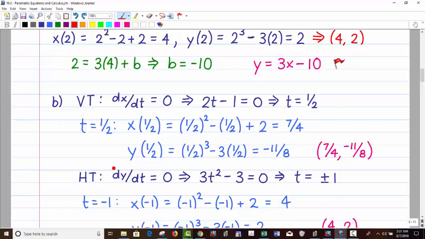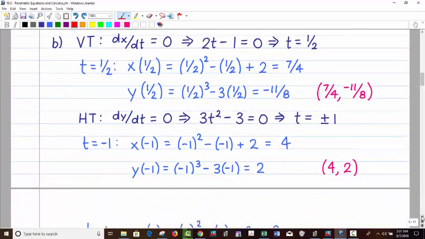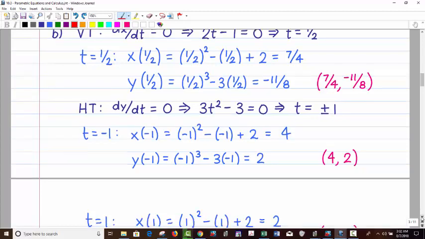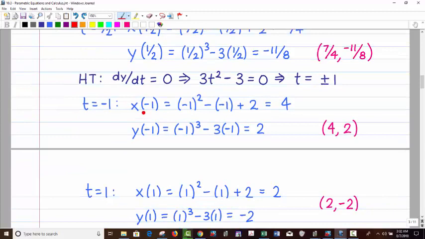And dy/dt, the derivative, was 3t squared minus 3. Set that equal to 0, it gives you 3t squared equals 3, t squared equals 1, which gives you plus and minus 1. Don't forget that. So there's two values here, so we have two t's, which will generate two separate coordinates. If you put negative 1 in there, it's going to be at the point 4, comma 2. And you put positive 1 in there, it's going to be at the point 2, comma negative 2.